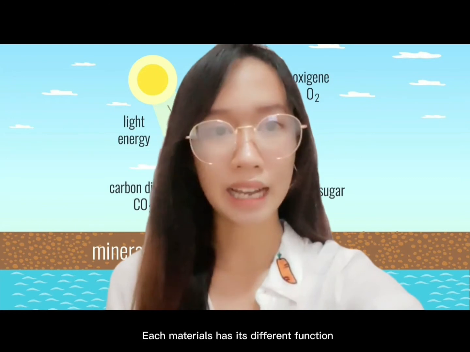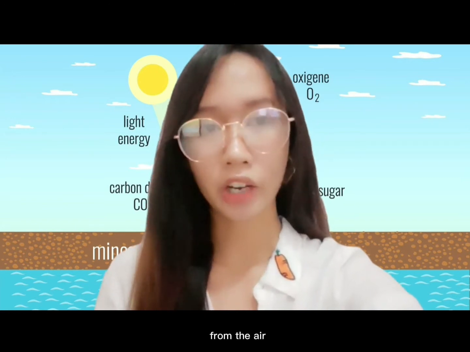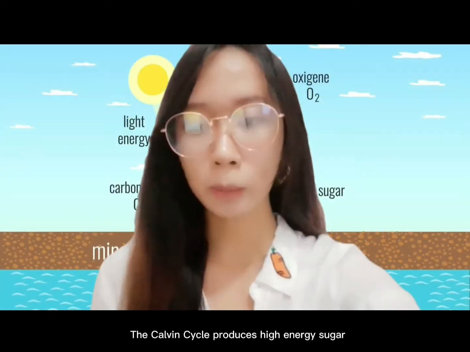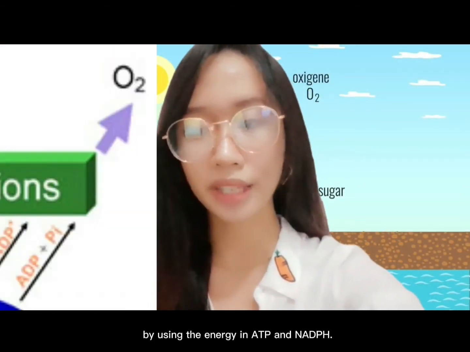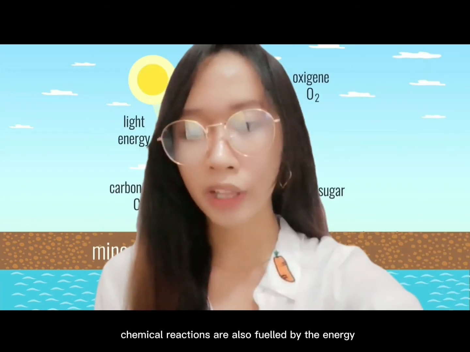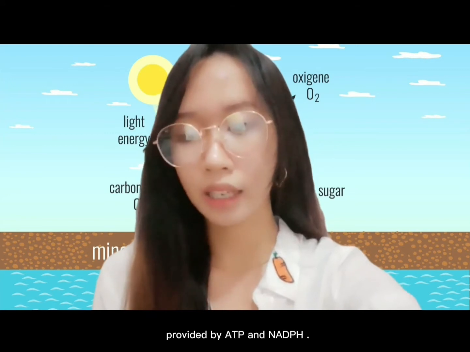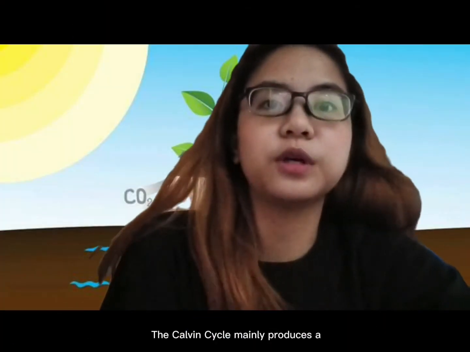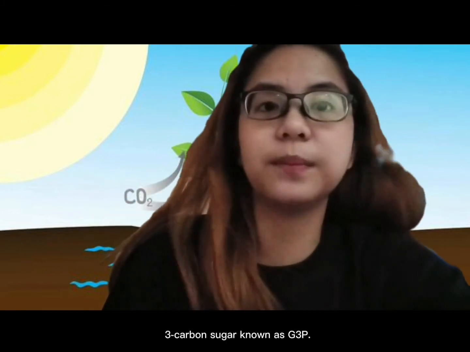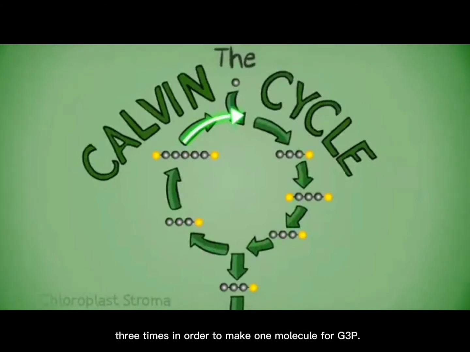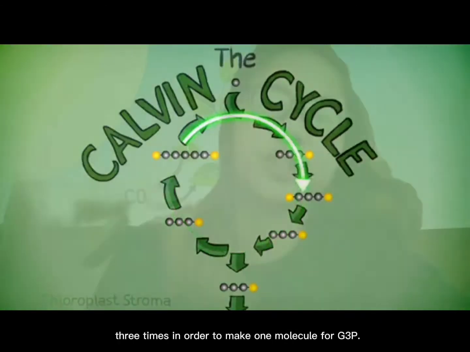Each material has its different function. From the air, carbon dioxide is transformed into sugar. The Calvin cycle produces high-energy sugars by using the energy in ATP and NADPH. Aside from that, chemical reactions are also fueled by the energy provided by ATP and NADPH. The Calvin cycle mainly produces a 3-carbon sugar known as G3P or glyceraldehyde 3-phosphate. The cycle needs to spin 3 times in order to make 1 molecule of G3P.